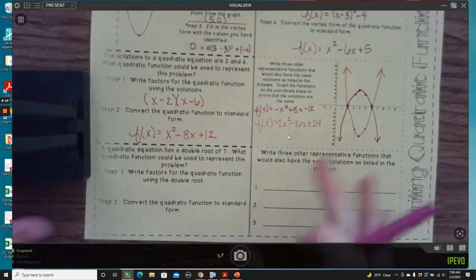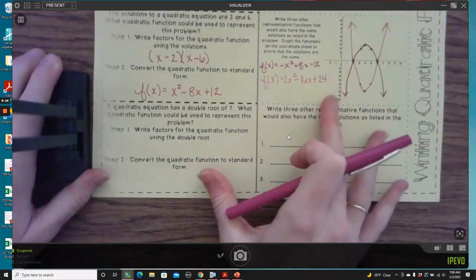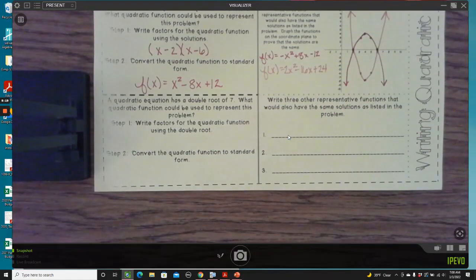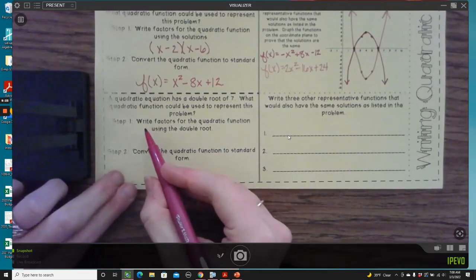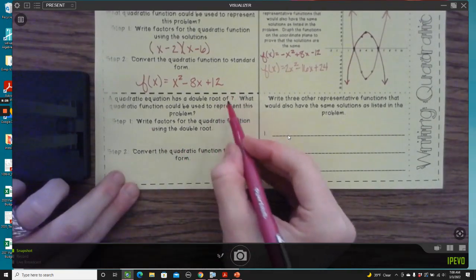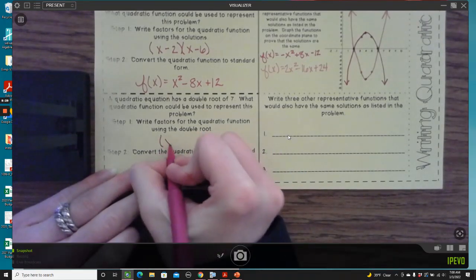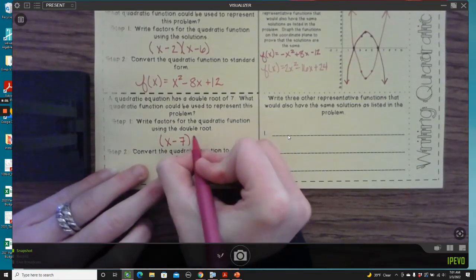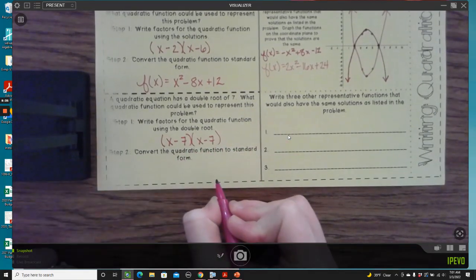All right, and finally from roots. Roots are the same thing as solutions. So a quadratic equation has a double root of 7. What quadratic function could be used to represent this problem? So first thing we're going to do is we're going to write the factors. If the root is 7, that means the solution is 7. So my factors would be x minus 7 and x minus 7.